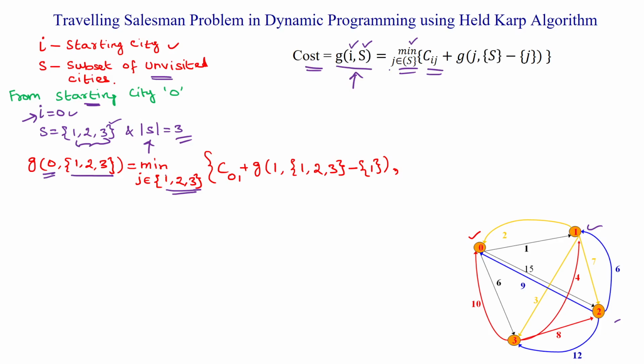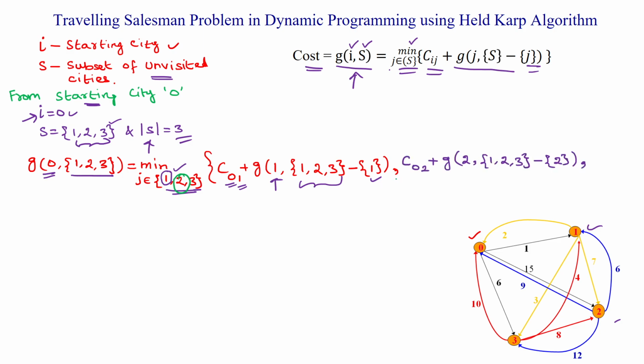Now among these 3 unvisited cities, I am selecting 1 initially. So I is 0 and j is 1, then plus g of j, which is selected as 1, then the unvisited cities S is 1 to 3, minus the selected j, which is 1. Then I am selecting the second city, so 2.